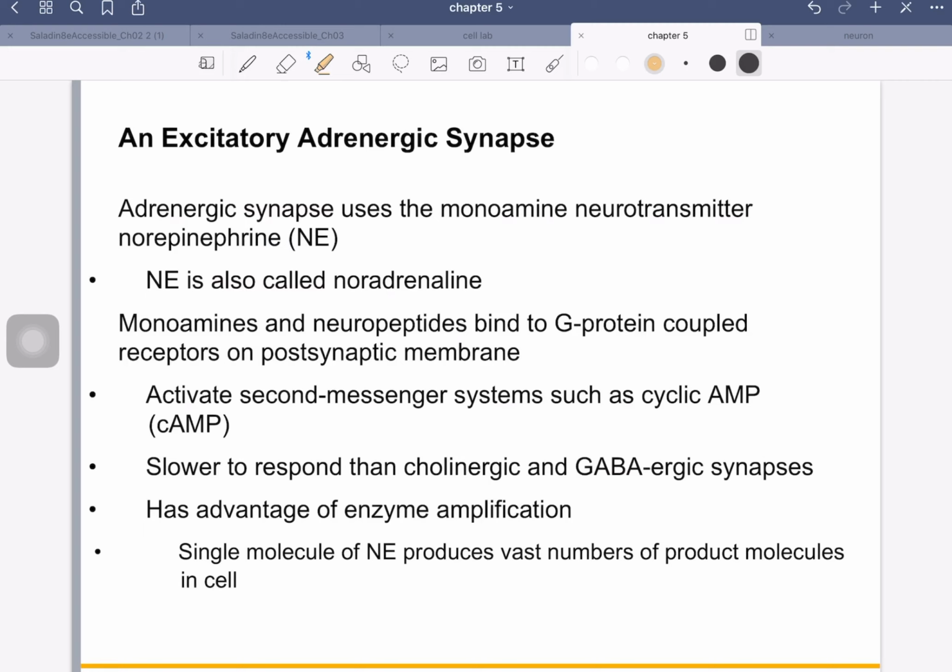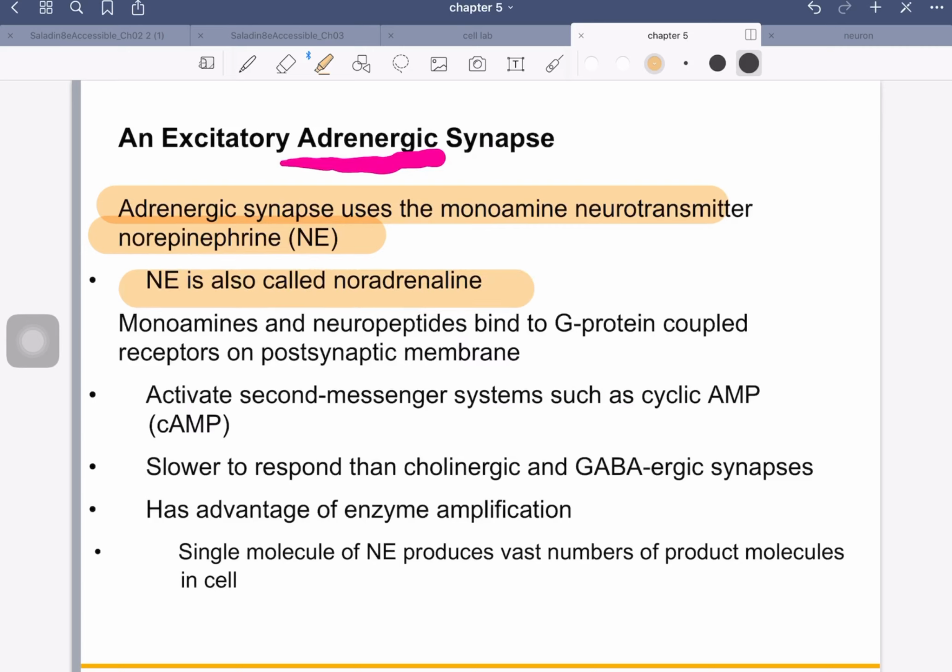Now, if I look at adrenergic synapses, they use norepinephrine. Just a reminder, the other name for epinephrine is adrenaline. So you notice up here, adrenergic refers to the old name of adrenaline. And that helps remind me what an adrenergic synapse is, because the old name for epinephrine is adrenaline, so adrenergic go hand in hand. So I'm talking about norepinephrine, and as I said, norepinephrine is also called noradrenaline.